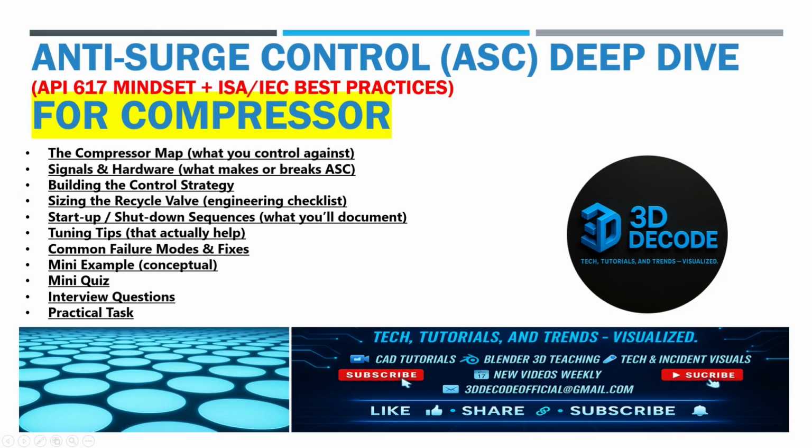Today we're going deep into one of the most important control strategies in rotating equipment: anti-surge control, or ASC, for centrifugal compressors. Surge is a violent flow reversal that can crack seals, bend shafts, and even shut down entire plants. As a designer, your job is simple: keep the compressor operating to the right of the surge line at all times.